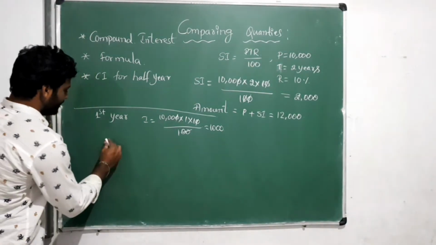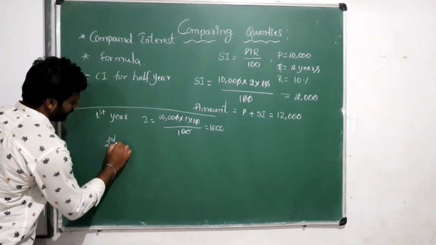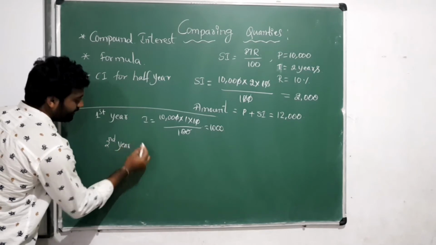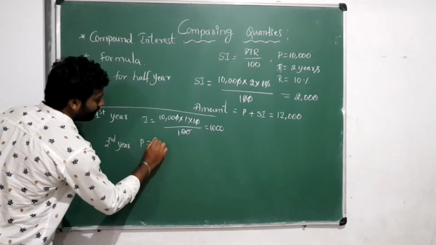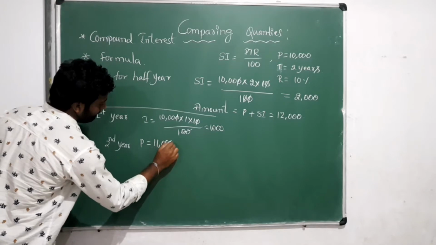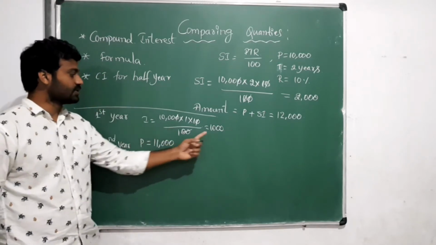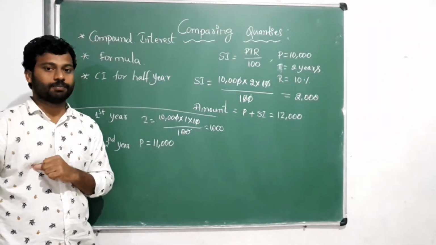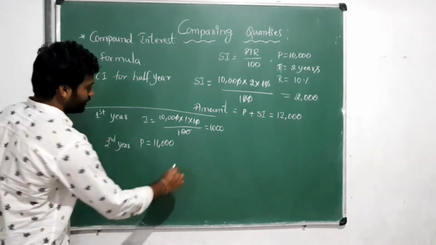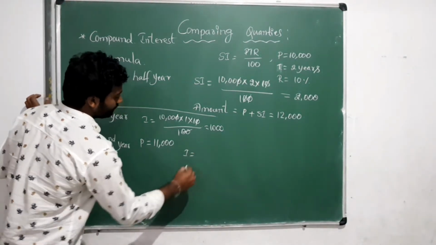No. For the second year, P will be 11,000: 10,000 plus the interest of 1,000 rupees. 11,000 is the new principal. So what will happen in this year? We'll see.